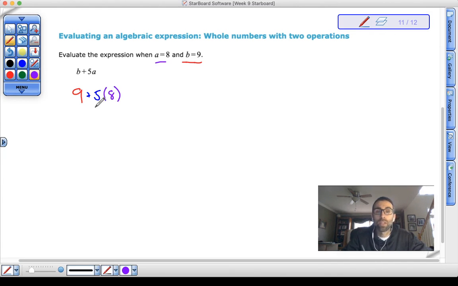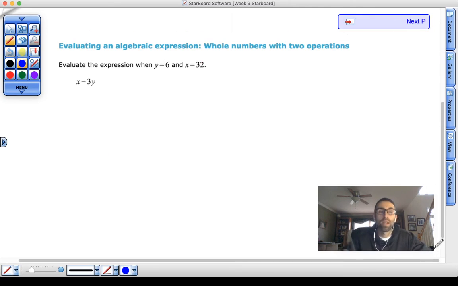Order of operations, that tells us I have to do the 5 times 8 first. So 5 times 8, I get an answer of 40. I can then bring down everything I didn't use, which is my plus and my 9. So 9 plus 40, an answer of 49. So hopefully you had that one. And the last example I'm going to have you try today is this one, so why don't you try that now?